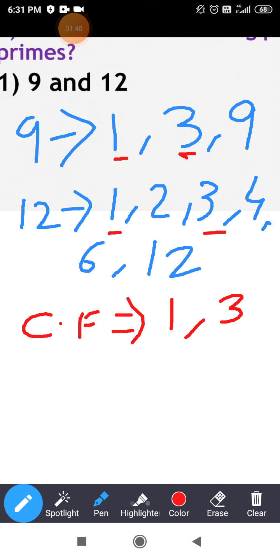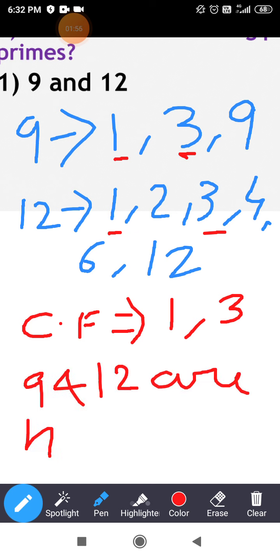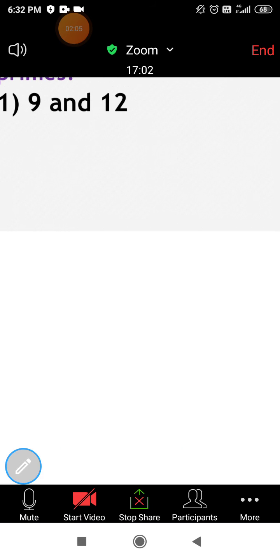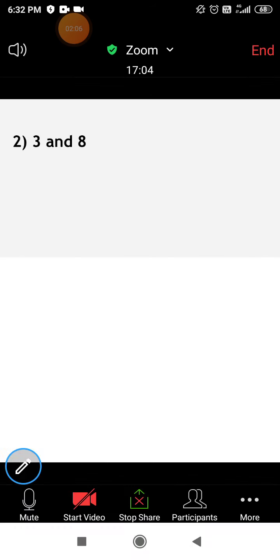And what is the definition I have given you of co-prime numbers? The numbers which have only 1 as the common factor are known as co-prime numbers. It means 9 and 12 are not co-prime numbers. Understood? So 9 and 12 are not co-prime numbers. We'll find out the other pair.